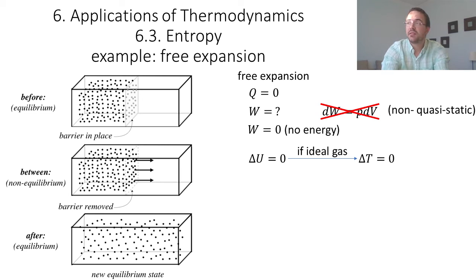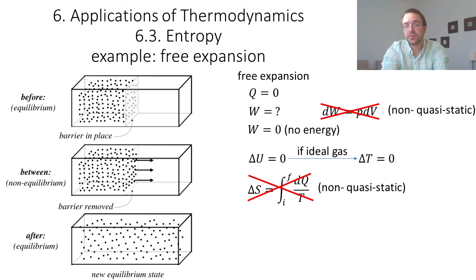So let's calculate the change of entropy during this process. Now, we cannot use the integral of dQ over T because it is not a quasi-static process. But we can use the fact that S is a state function, and so it only depends on the state, not on the path. So we can go from the initial state to the final state using another process and calculate the entropy change for this process. And because S is a state function, then the entropy change will be the same.